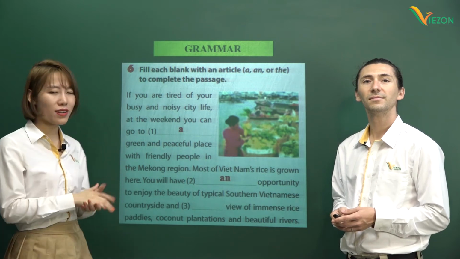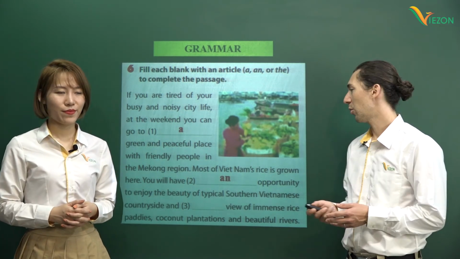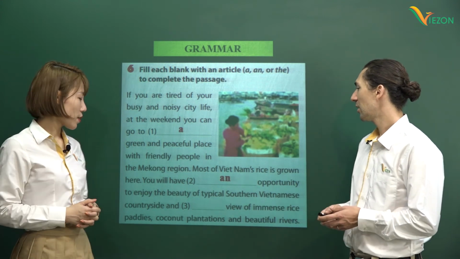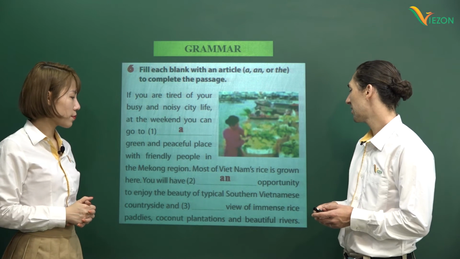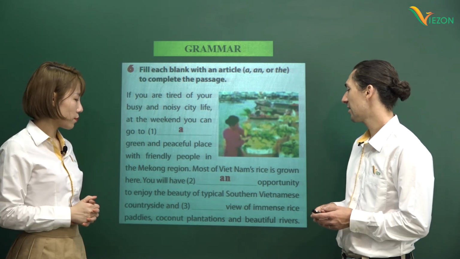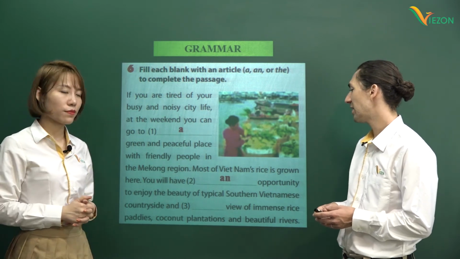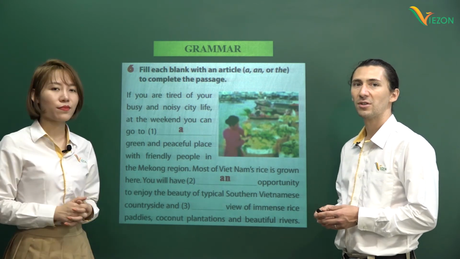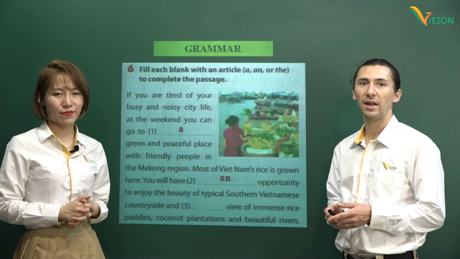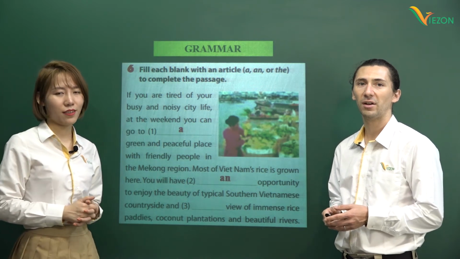And number three. All right, so for number three, we'll go ahead and read that sentence one more time. You will have an opportunity to enjoy the beauty of typical southern Vietnamese countryside and view of immense rice paddies, coconut plantations, and beautiful rivers. So what do you think is the correct word here? A, an, or the?